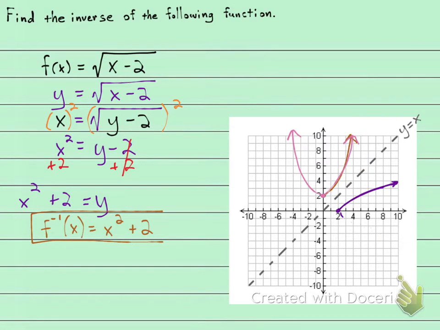So the inverse is going to be x squared plus 2, but we only have the right side of it, everything from 0 to infinity. We don't have this part that would normally go over here. So your answer has to be x squared plus 2, and you have to specify x is greater than or equal to 0.